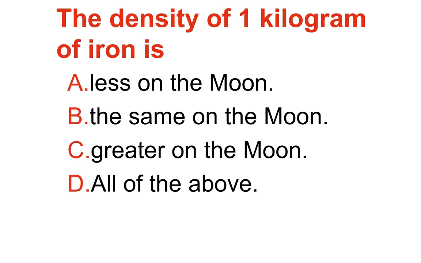Okay, our second clicker question is now available. The density of one kilogram of iron is, and now we're talking about if you go to the moon, going to be less on the moon, the same on the moon, or greater on the moon. What's different about the moon compared to the Earth? There's less gravity. G is a smaller number. Yes. Oh, wow. Everybody's answered already. Good job. I was actually expecting it to take longer.